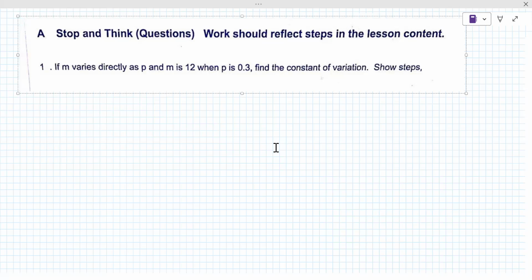Stop and think every time. You've got to stop and think. Yeah, when you tell me to, I can stop thinking. Yeah, I don't know. That's a great question for your teacher.